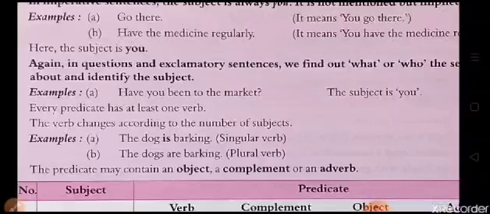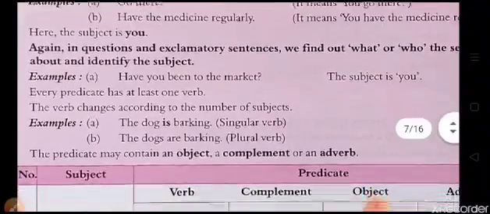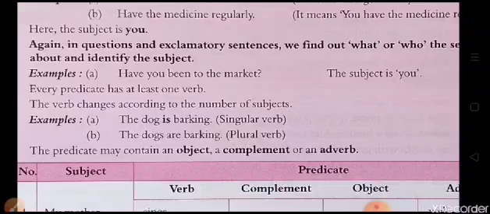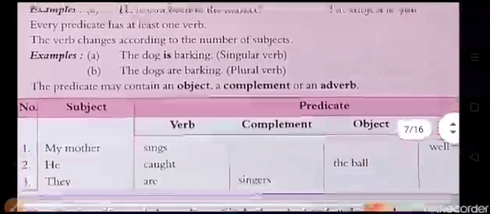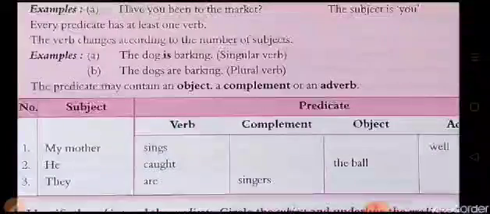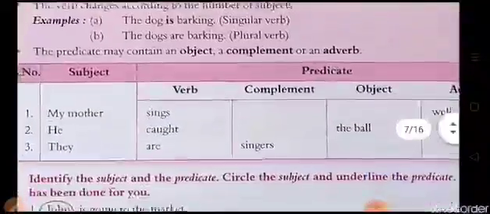Every predicate has at least one verb. The verb changes according to the number of the subject. For example, the dog is barking, a singular verb is there. The dogs are barking. So the word dog remains the same in the singular and in the plural. The predicate may contain an object, a complement, and an adverb.